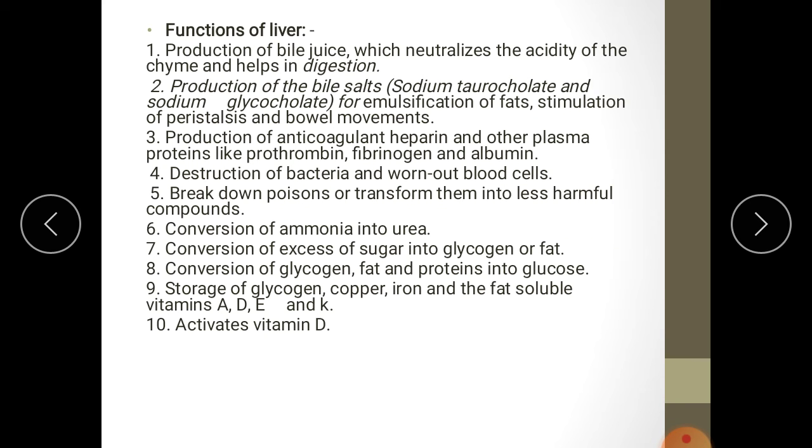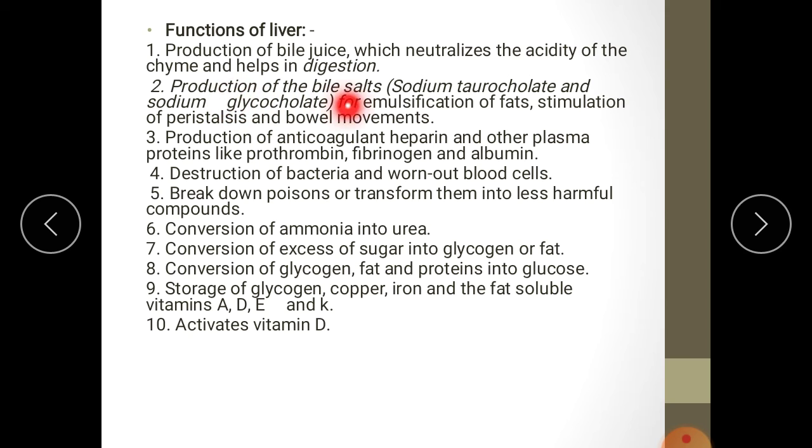So next, functions of liver. Hundreds of functions can be traced, but only a few functions we have taken here for our discussion. So production of bile juice, which neutralizes the acidity of the chyme and helps in digestion. Chyme is coming from the stomach. It is rich in acid. It is in acidic medium. That acidic medium is converted into alkaline medium when the bile is mixed with food.